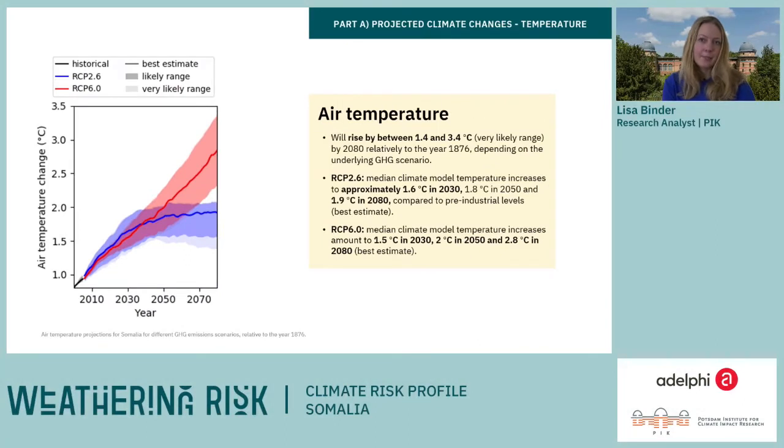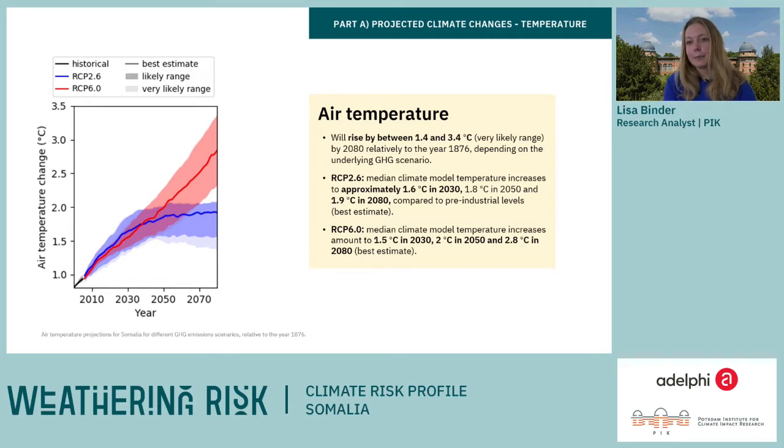This line plot depicts the air temperature changes for Somalia until 2080 as compared to the pre-industrial period. As you can see here, air temperature is projected to rise under both greenhouse gas emission scenarios with high certainty. Under the lower emission scenario, RCP 2.6, temperature is projected to rise by around 1.6 degrees until 2030, and by around 1.9 degrees until 2080.